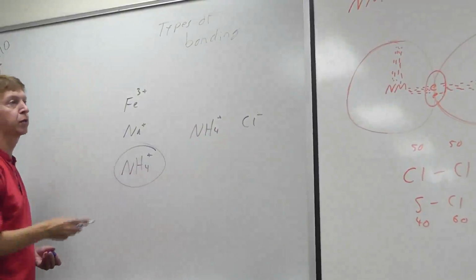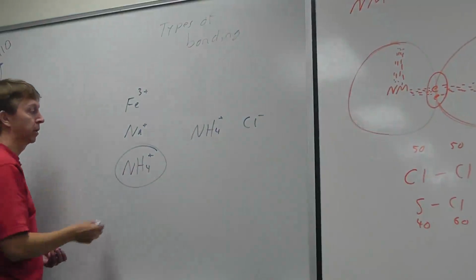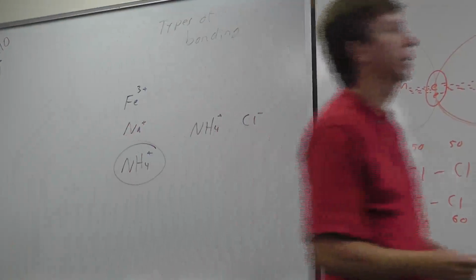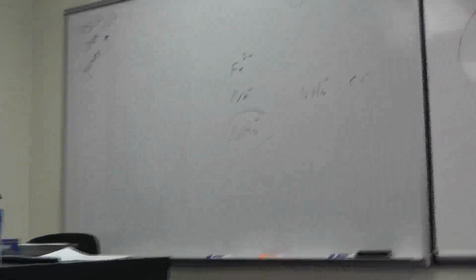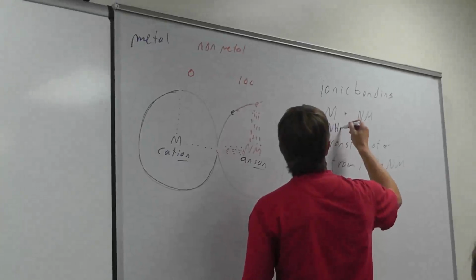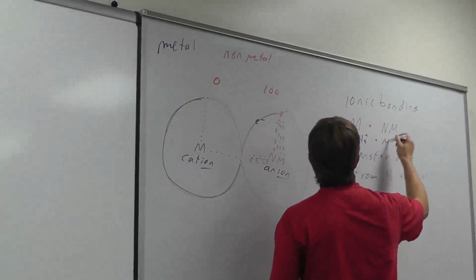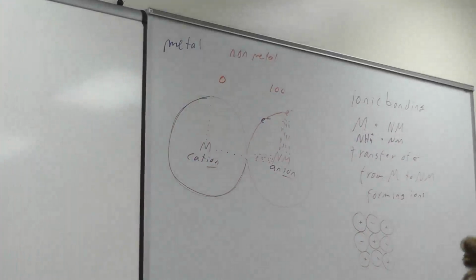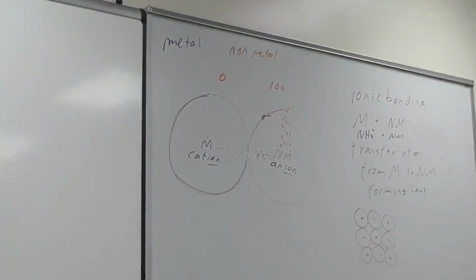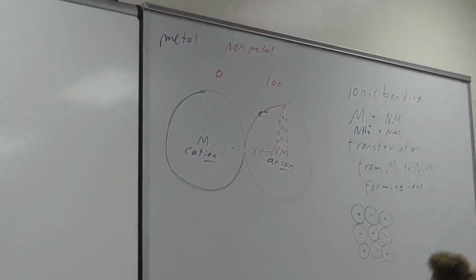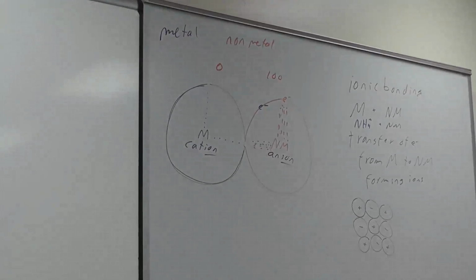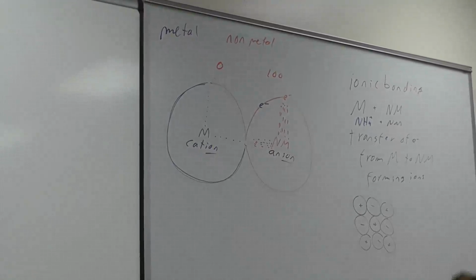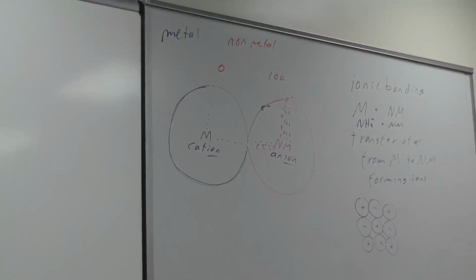So the special case, the reason I said almost always, let's just go ahead and fix it now. Ionic bonding is either metal with nonmetal or ammonium with nonmetal. Is that better? Okay. So metal or ammonium with nonmetals are going to be the ionic type.